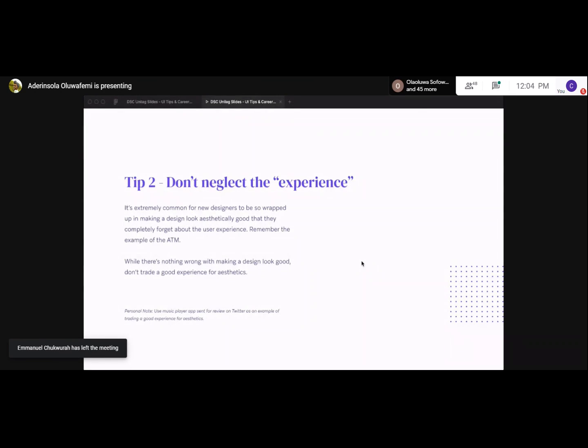Someone sent me a music player design to review, right? And I'm trying to remember what exactly he did. I remember that I gave him this particular advice.